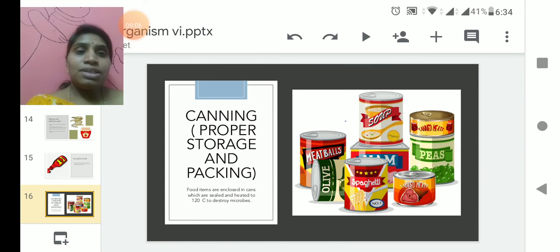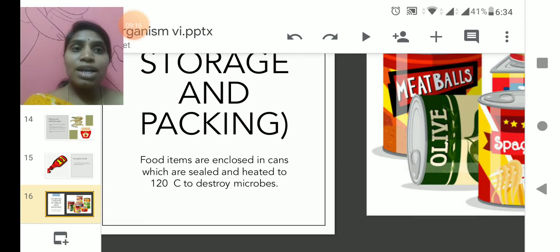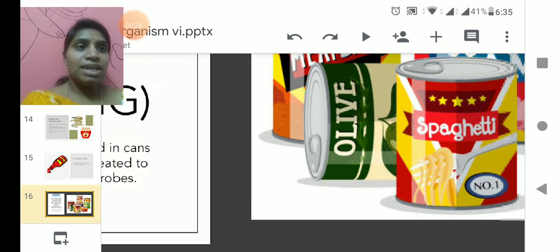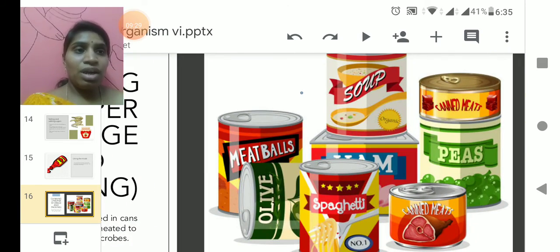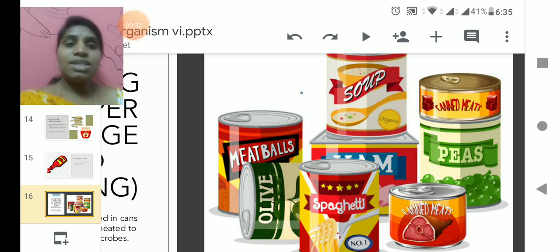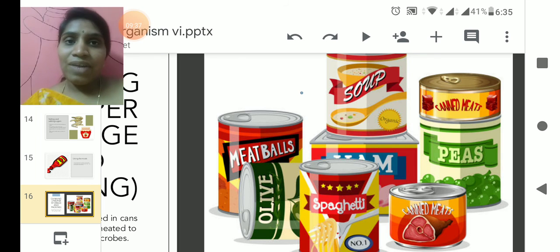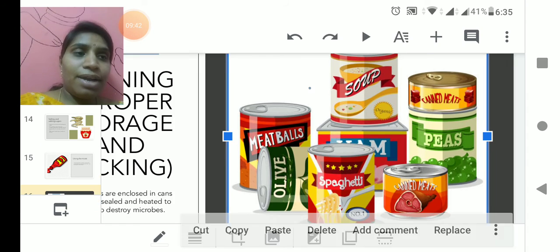Here next is canning, that is nothing but proper storage and packing of the materials. Here what they will do, food items are enclosed in cans which are sealed and heated up to 120 degrees to destroy the microbes. Those are completely sealed. You can see the pictures here, children. So they will be used in the cans. These cans, they will pack them completely, and they will heat up to 120 degrees so that all the microorganisms will be killed, right?